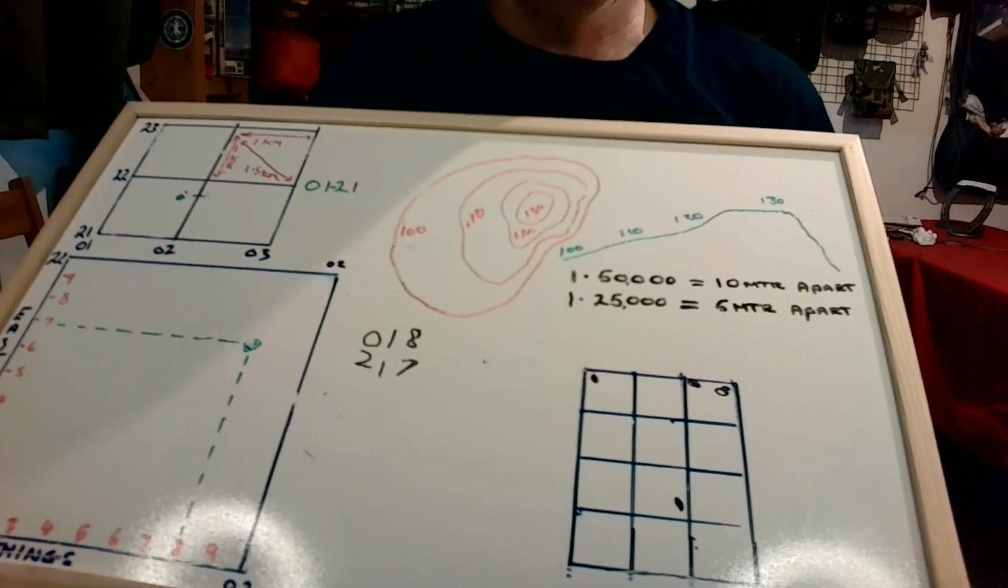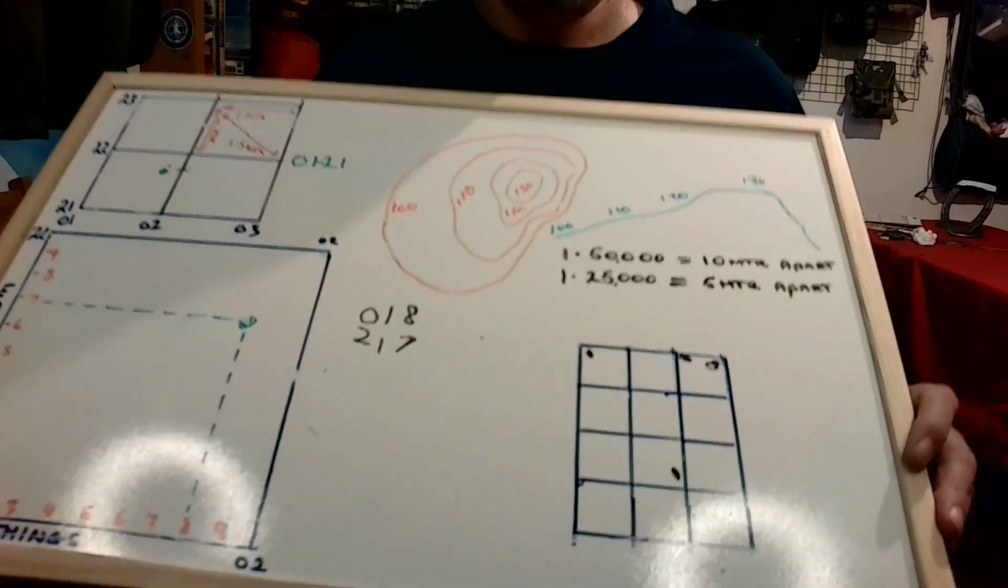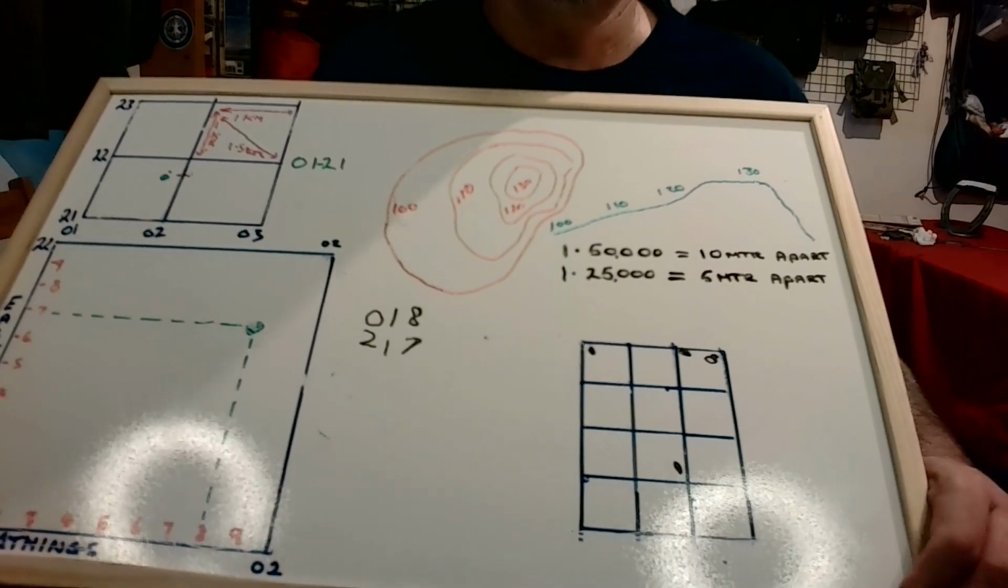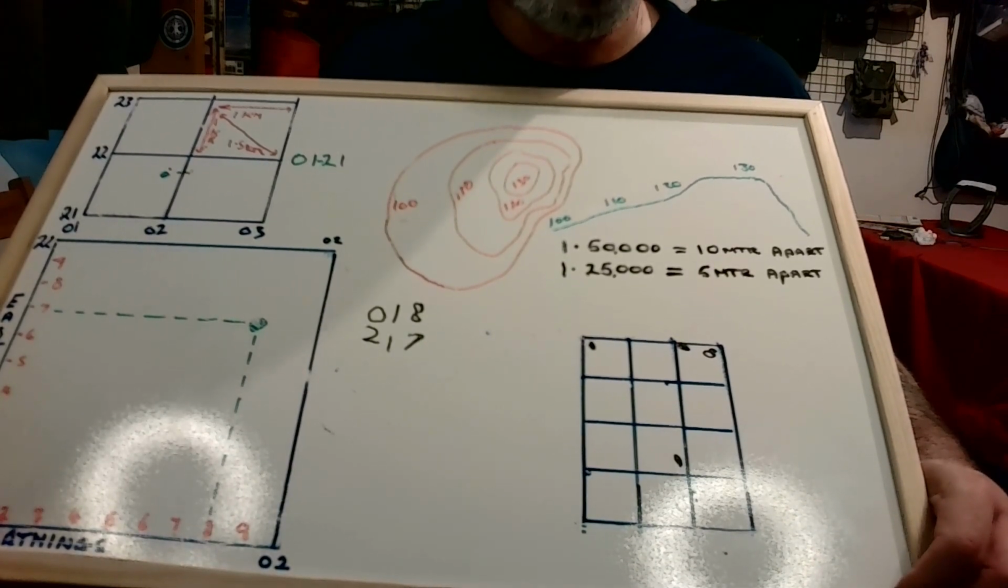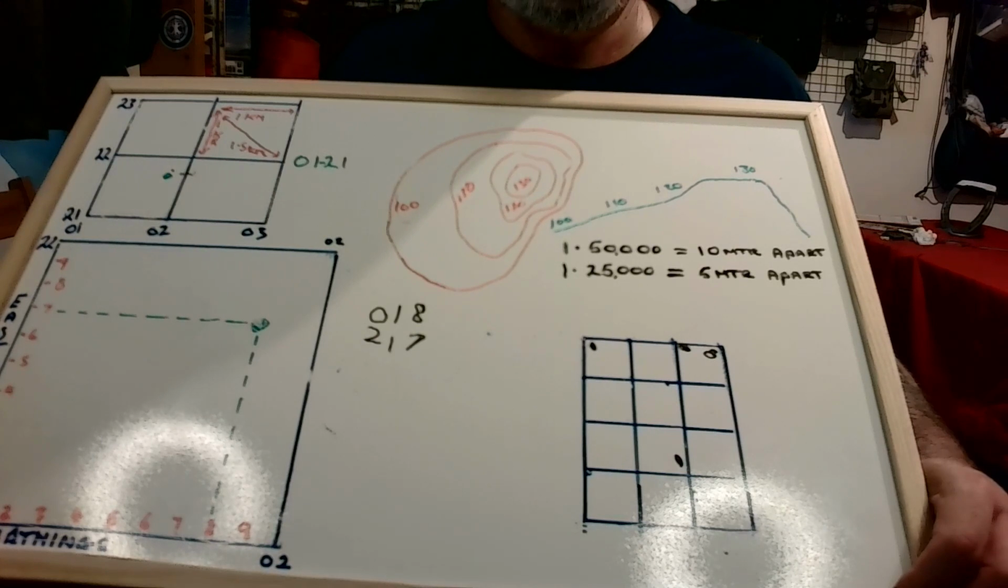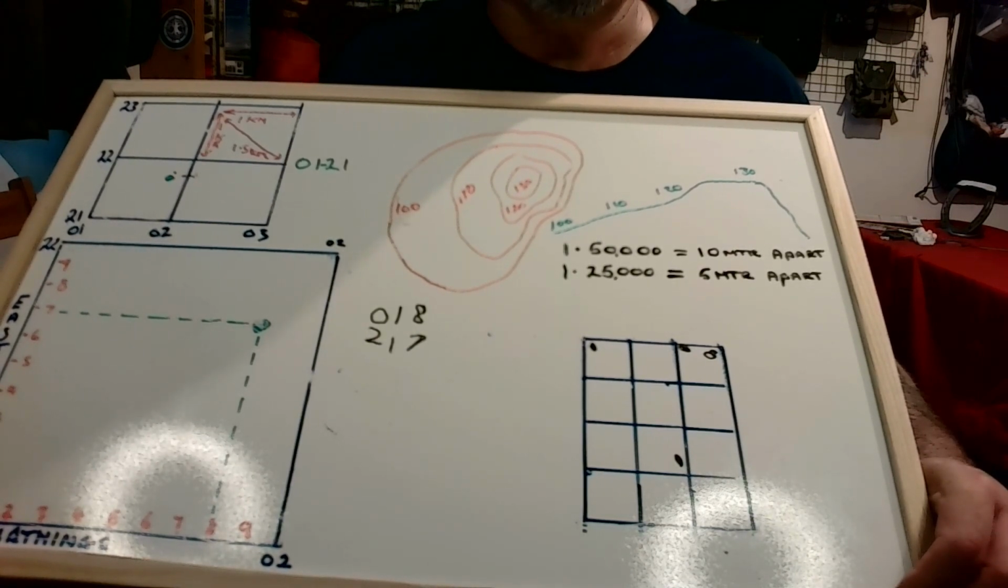Now, the best way of learning about contour lines is quite simple. Take the map that you have for your area, find a hill, go and stand on top of the hill, and have a look at the contour lines on your map and how the hill lays out around you.